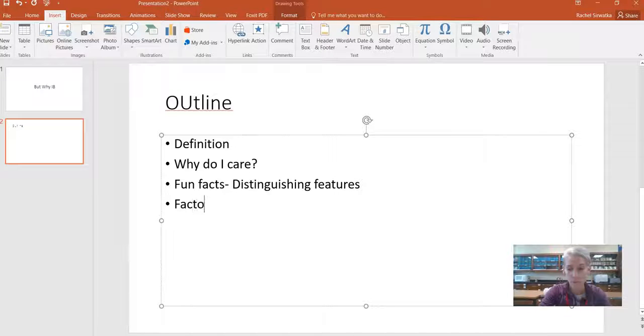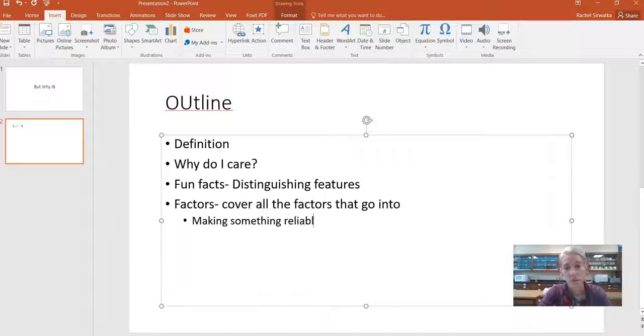And then I like to list my factors. Particularly if I'm doing a test or something like that, I want to make sure that I cover all the factors that go into making something reliable, or all the factors that go into conducting a test. All of the factors that go into something like the PAR-Q. The PAR-Q has a whole lot of details to it, so if there's a lot of detail, this is where you give it in a brief description.